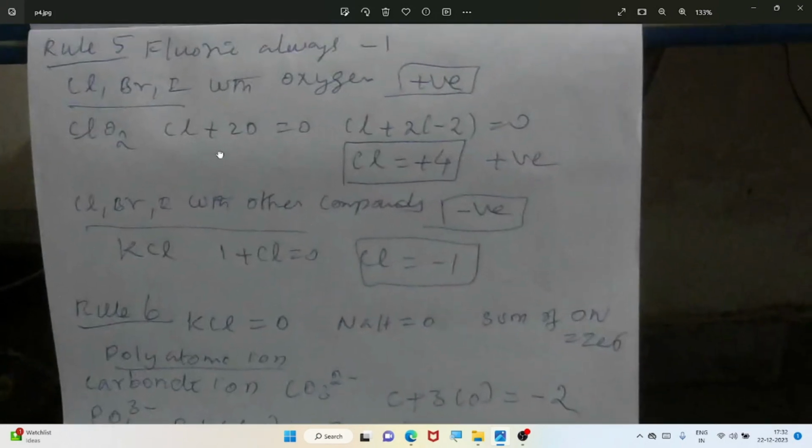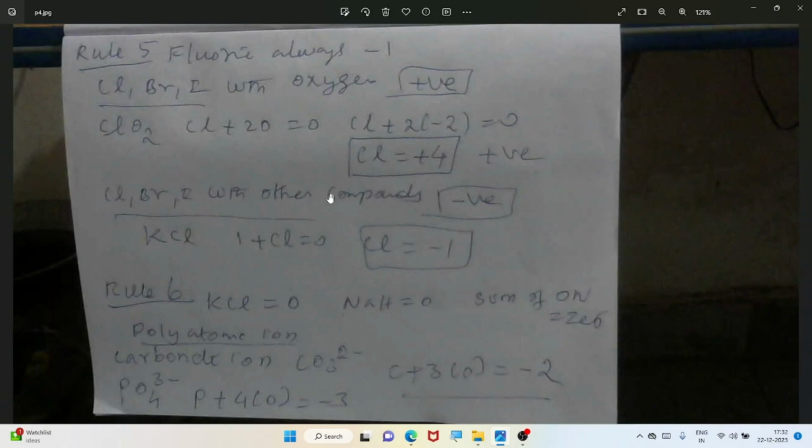This is rule number 5. Fluorine is always negative 1, but chlorine, bromine, and iodine with oxygen have positive oxidation numbers. See here in ClO2, oxygen is negative 2, so Cl is plus 4, which is positive with oxygen, but negative with other compounds. See here KCl, where chlorine is negative 1. So it is positive with oxygen but negative with other compounds, but fluorine is always negative 1 in all compounds.